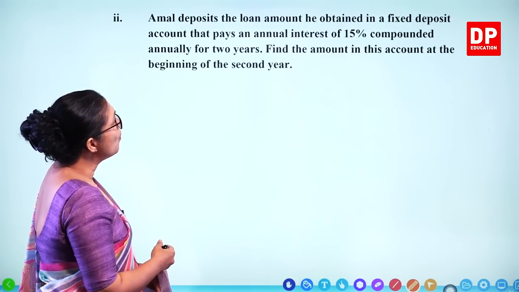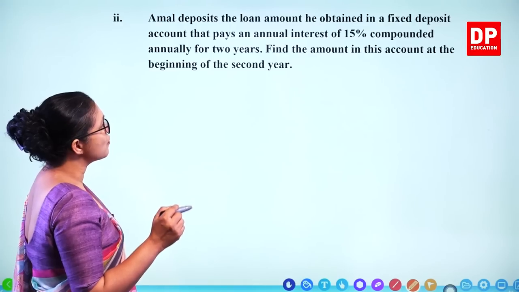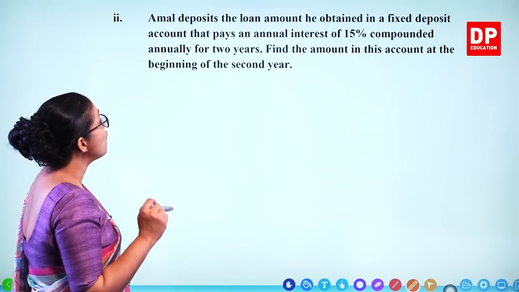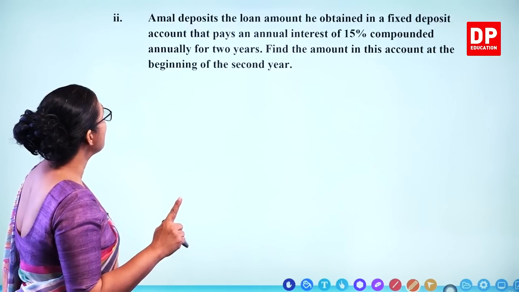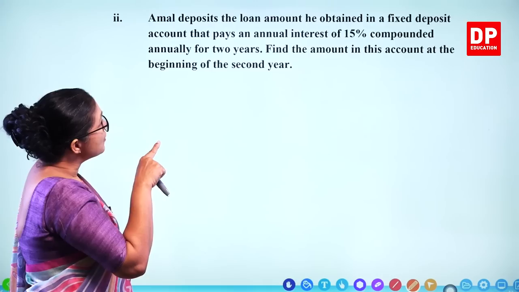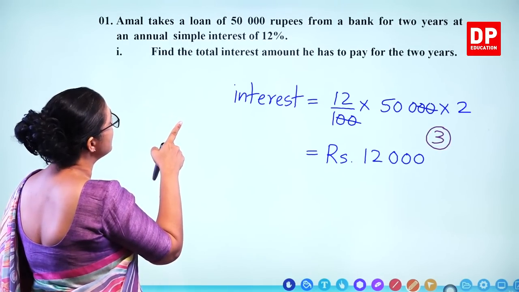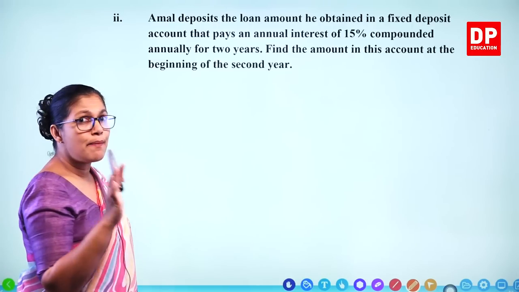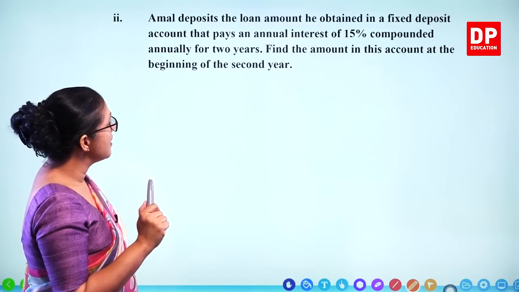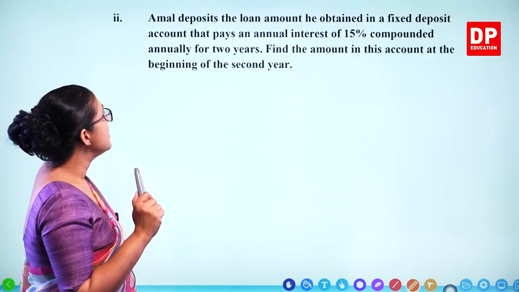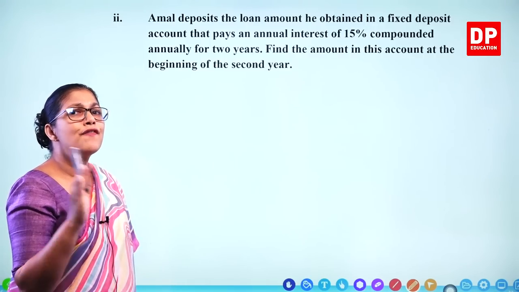Amal deposits the loan amount he obtained in a fixed deposit account that pays an annual interest of 15% compounded annually for 2 years. Find the amount in this account at the beginning of the second year. So, Amal deposited the loan amount he obtained in a fixed deposit. So, what's the loan amount? Loan amount is 50,000 rupees. Now, if he deposited that amount in a bank, pays 15% compound interest, what's the amount in this account at the beginning of the second year? Beginning of the second year means after the first year.